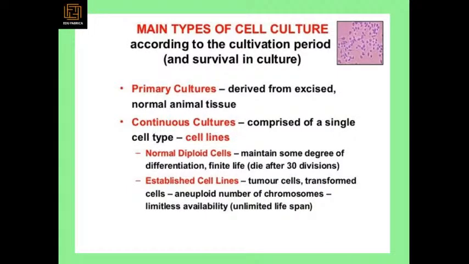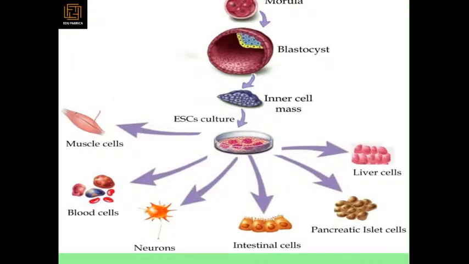Then there are many types of cell cultures according to the cultivation period. So there is primary, as we have discussed, and continuous, which is the same thing we have just discussed. Moreover, this is how stem cell culture is done. It makes a blastocyst. From there we get the inner cell mass. From this you can make embryonic stem cell culture. Then from embryonic stem cell culture, you can go for muscles, blood, neuronal, intestinal, pancreatic, liver.